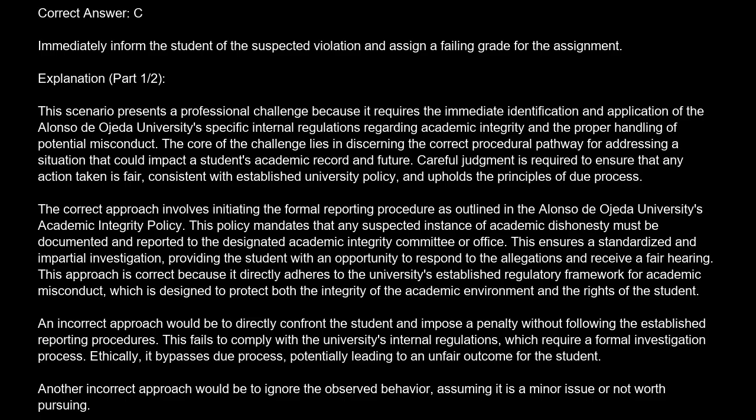An incorrect approach would be to directly confront the student and impose a penalty without following the established reporting procedures. This fails to comply with the university's internal regulations, which require a formal investigation process. Ethically, it bypasses due process, potentially leading to an unfair outcome for the student.